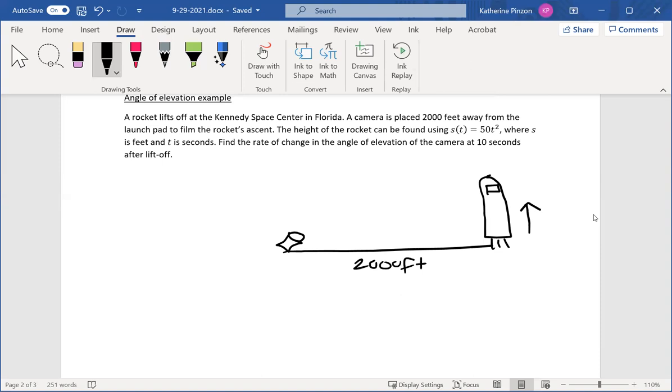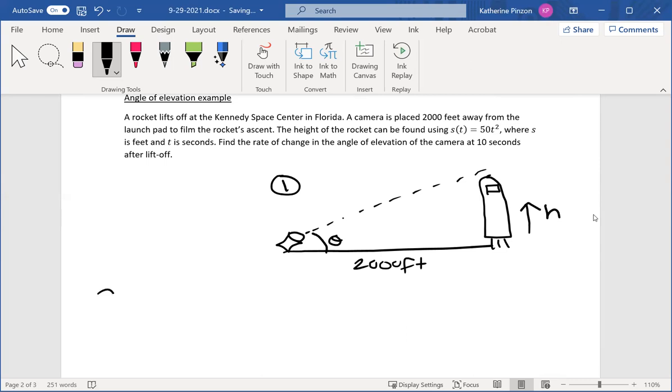Okay, so the rocket's going up in the air. The camera is looking at the rocket. There's an angle here, theta. This guy H is going up in the air. Is this 2,000 changing? 2,000 never changes, right? So I can use 2,000 at the very beginning. The camera's not going in and out. It's just rotating like this. That's all it's doing. But H is changing, the height of the rocket is changing, and the angle is changing.